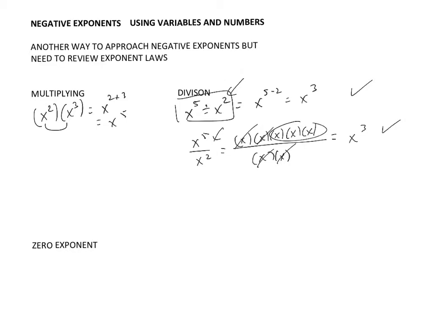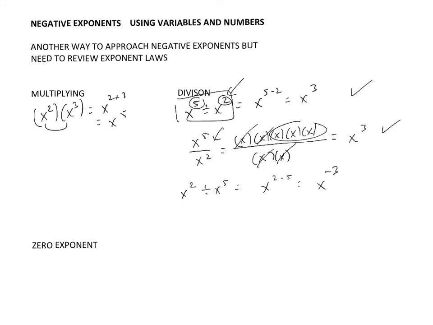So, how are negative exponents involved, miss? I only see positive exponents. Well, what happens if I change it the other way around? Let's say I did x^2 divided by x^5. You do the exact same thing. You have 2 minus 5. However, what's 2 minus 5? It gives you negative 3.